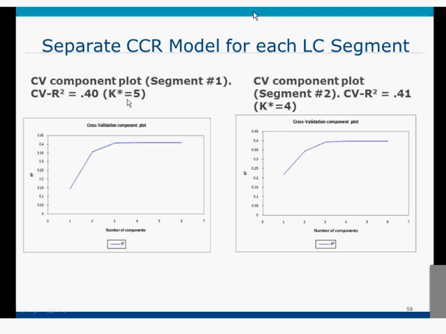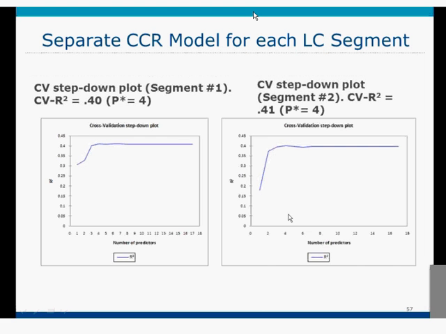that for segment number 1, we ended up with a 5-component model. CVR squared is 0.40. For segment number 2, CVR squared is 0.41 with a 4-component model. And the step-down algorithm basically concluded that there are 4 predictors for segment 1, and for segment 2, which is a completely independent analysis, also came out with 4 predictors.